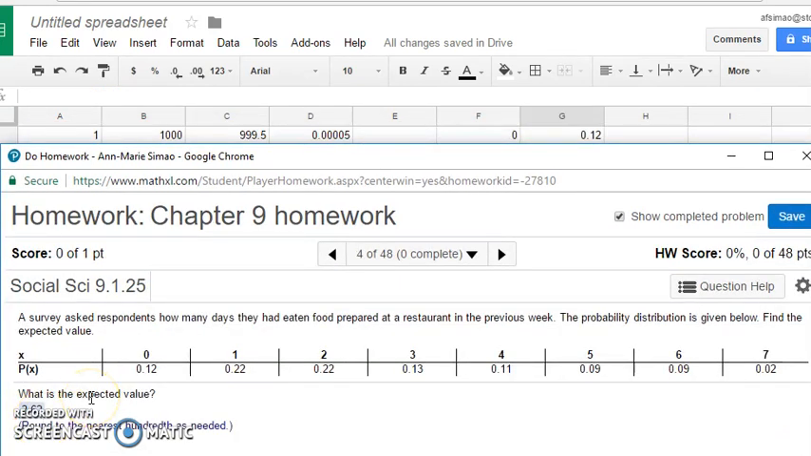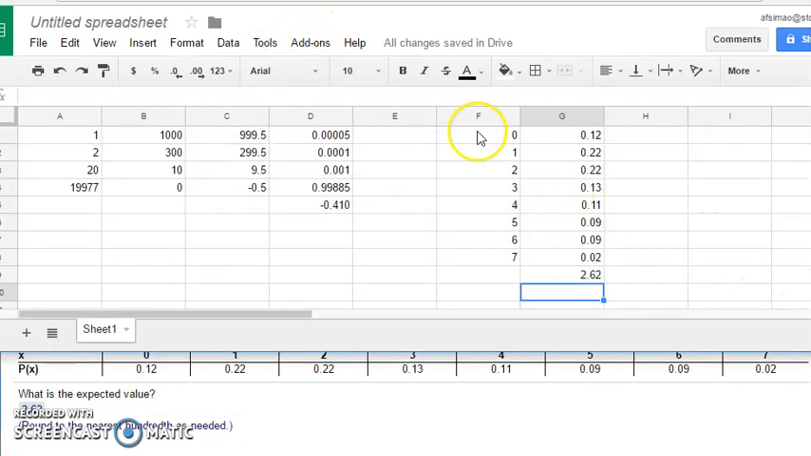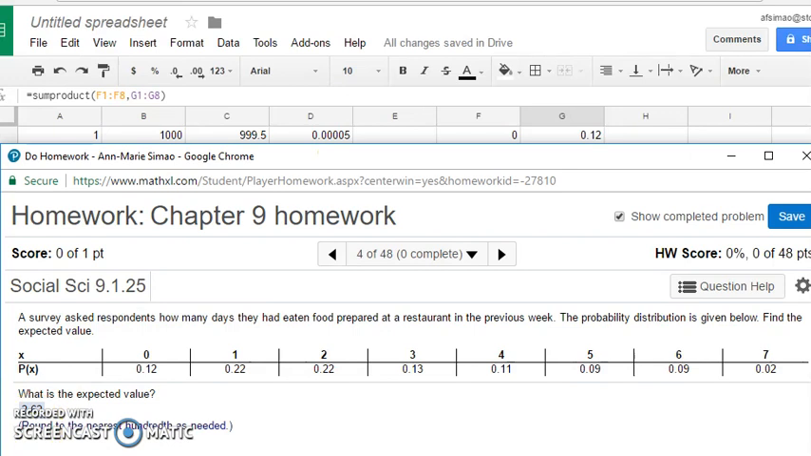A survey asked respondents how many days they had eaten food prepared at a restaurant in the previous week. The probability distribution is given below. They tell me that the probability they didn't eat out is 0.12, so 12%. The probability they ate once is 22%, etc. The expected value is going to be a sum product. You want to go into Excel, write your 0 through 7, write your probabilities, and then use your sum product. It's basically doing 0 times 0.12 plus 1 times 0.22 plus 2 times 0.22 all the way down until 7 times 0.02. So 2.62 is the expected value.